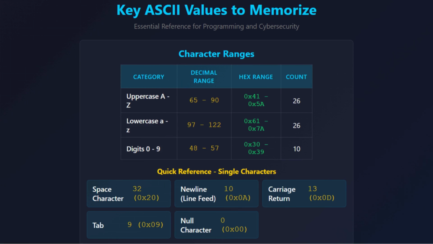Some key ASCII values worth memorizing. Uppercase A through Z is 65 through 90. Lowercase a through z is 97 through 122. Digits 0 through 9 are 48 through 57. The space character is 32. The new line is 10. Carriage return is 13. Tab is 9 and a null character 0.